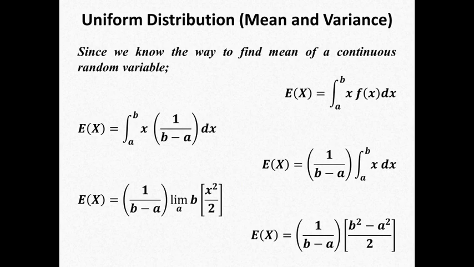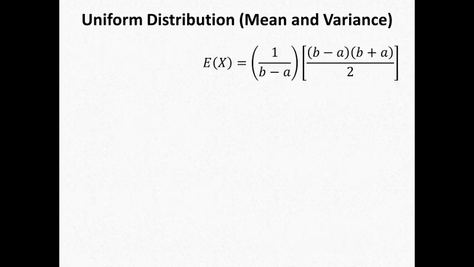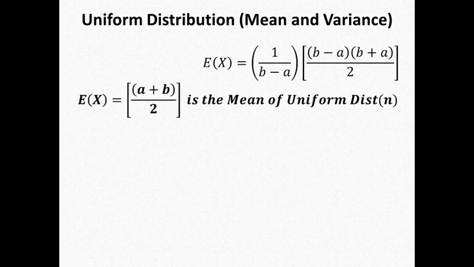This is the answer. Now it is a 10th grade question: b square minus a square. Do you remember the formula of b square minus a square? Yes, it is b minus a multiplied by b plus a. So in the next step, we will expand b square minus a square and make it b minus a multiplied by b plus a, which seems to be cancelling with the denominator. So b minus a will be cancelled out on both numerator and denominator, and finally we can get the expected value of x.